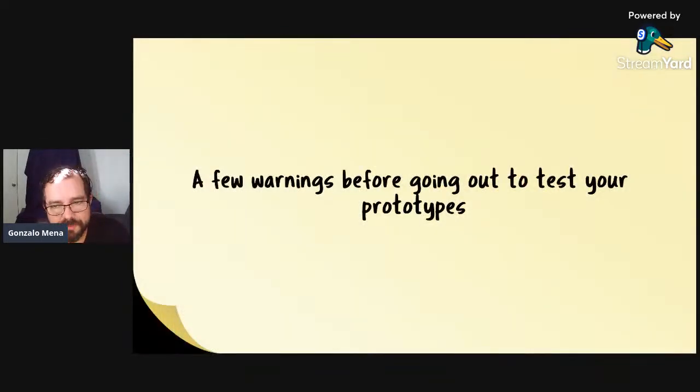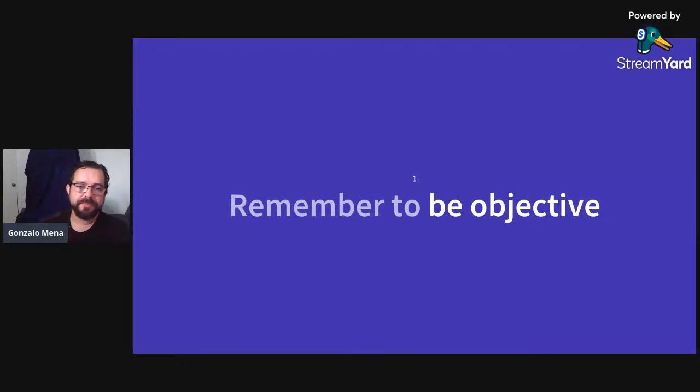But a few warnings before going out to test our prototypes. We talked a little bit about this one. We have to be objective. We have to remember, whatever feedback we get, either good or bad, it's not about us. It's about our first version of our prototype. And we have to be objective when hearing this. Don't try to go on and correct the other person on their findings. Don't try to over-explain, just let them give you the feedback.